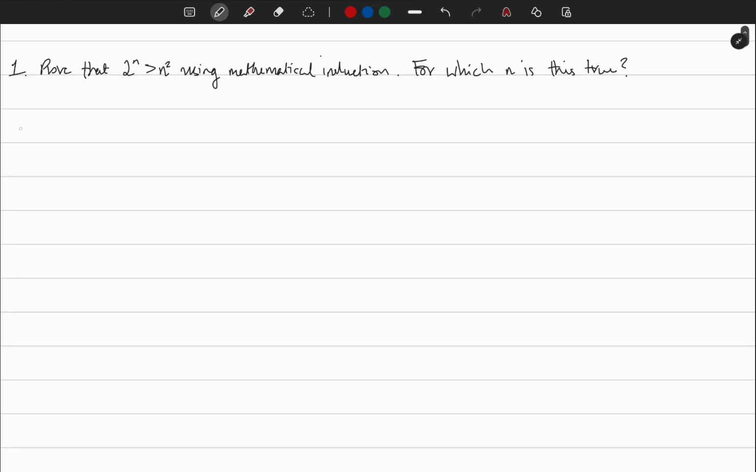Right, so we'll start with n equals 1. If we take n to be 1, we get that 2 to the 1 is bigger than 1 squared, and this holds. How about n equals 2? 2 to the 2 is bigger than 2 squared. 4 is not bigger than 4, so this is wrong. How about the third case? N equals 3. 2 to the 3 is bigger than 3 squared. 8 is not bigger than 9, so this fails. N equals 4. 2 to the 4 is bigger than 4 squared. We have 16 bigger than 16. This is wrong.